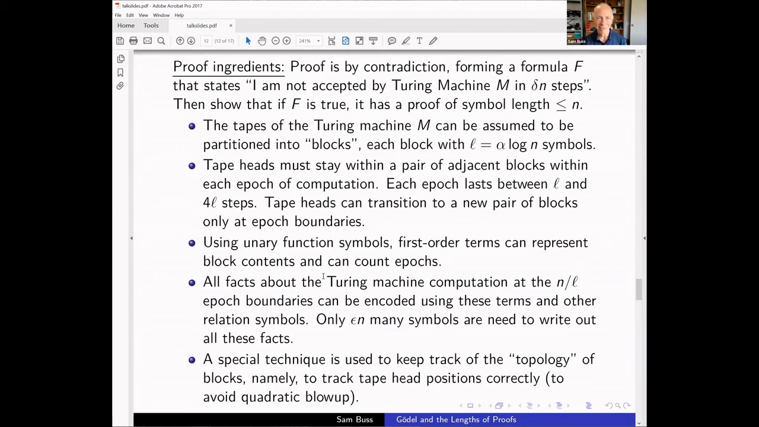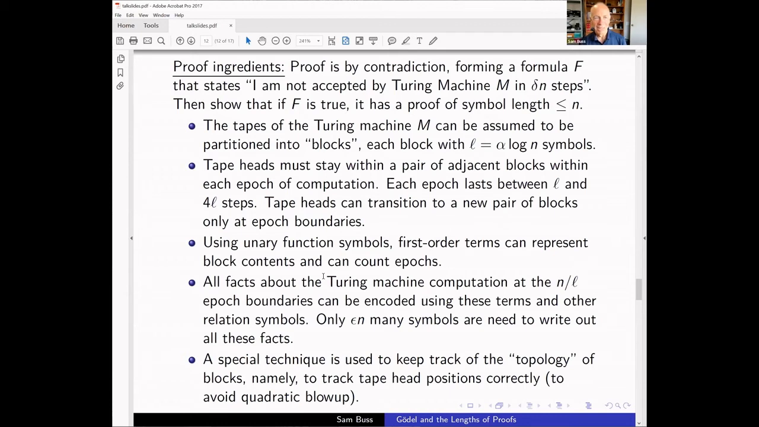But the main point is, the proof is by contradiction. We assume there is such a Turing machine M that decides provability of n symbols in little o of n steps. We form a formula F that says, I am not accepted by Turing machine M in less than or equal to delta n steps.